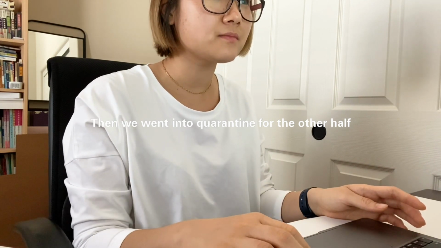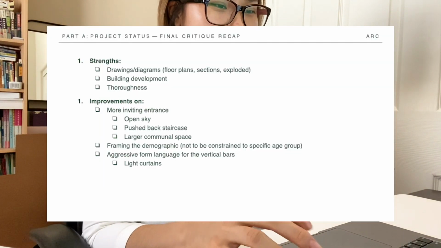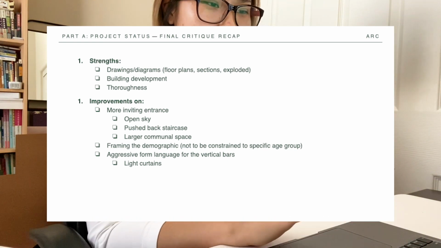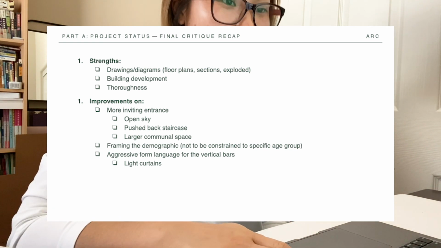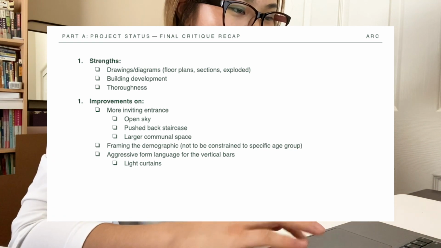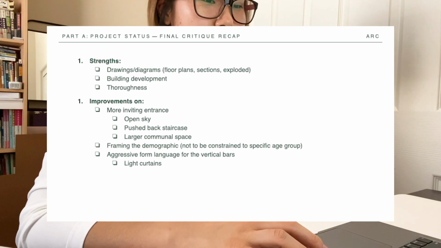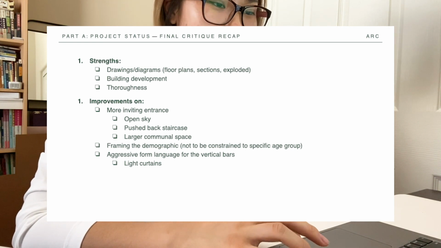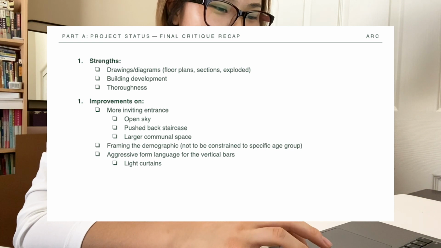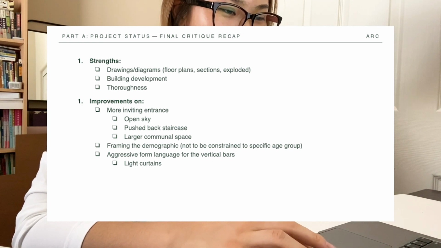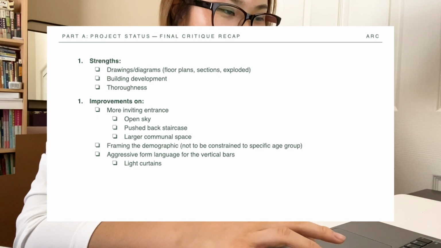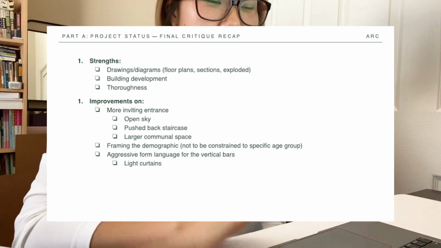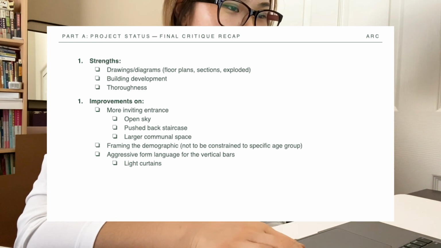Yeah. Some of the strengths of my project that were mentioned were the drawings, the building development, and the thoroughness of how in-depth I executed the project. The area of improvement is that the entrance could be more inviting. They said the way I presented my demographics sounded like I was targeting a certain age group, but suggested I sound more inclusive, and the form language of the vertical bars, which I designed to create shading, looked aggressive.